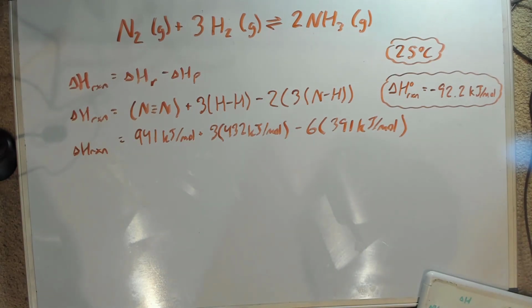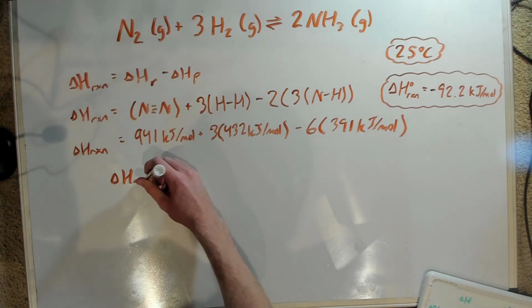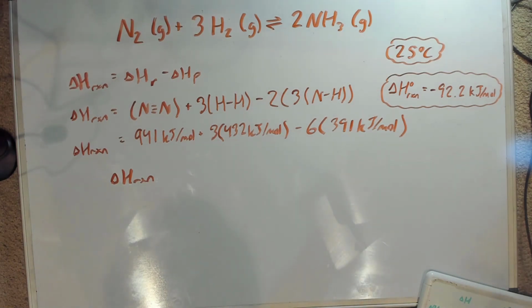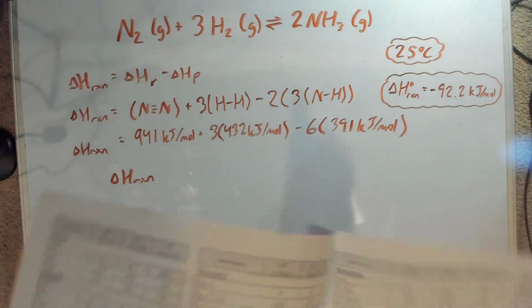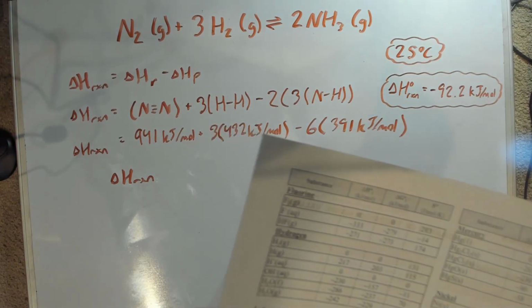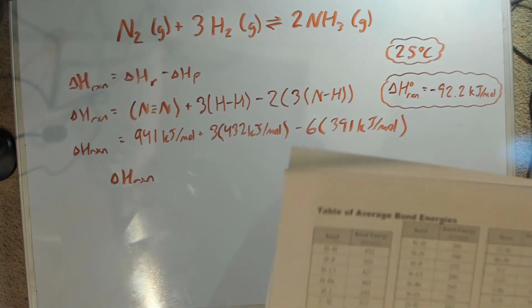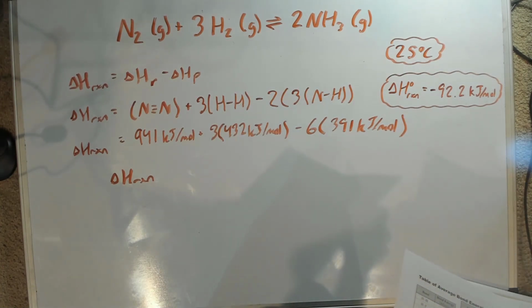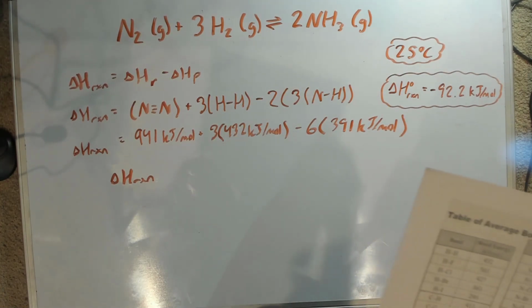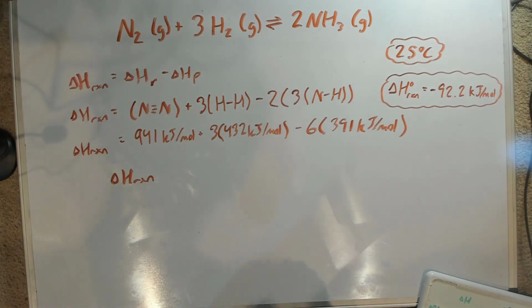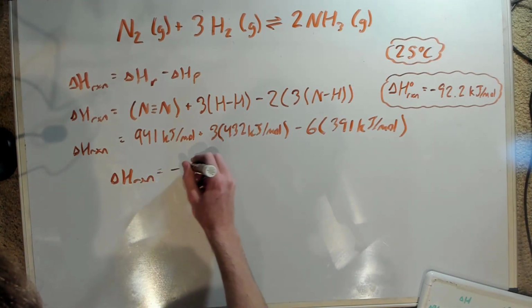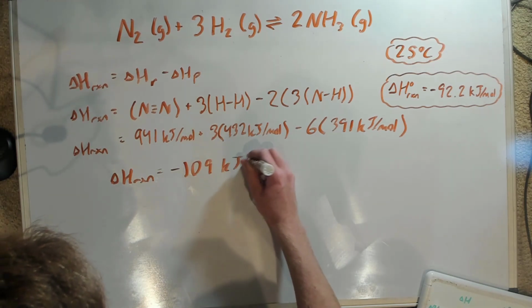But in this instance, it does say the change in H of the reaction, assuming I didn't type it in wrong. Did I type it in wrong? 432, right? Minus 6 times 391. I'm going to double check really quick, because that should be pretty close. That seems a little too far off for my liking. N–H is 391. Yeah. H–H is 432. Yeah. Triple bond N is 941. Yeah, I guess so. Okay. So that would be equal to negative 109 kilojoules per mole.